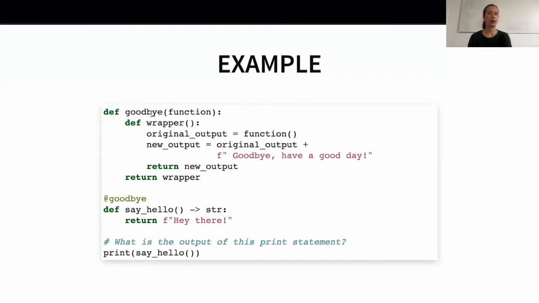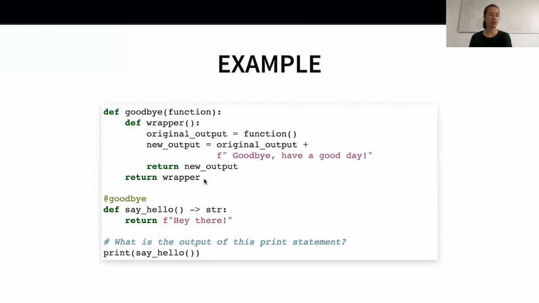We have our decorator function, which is called goodbye. It accepts a function as an input argument and internally defines a wrapper function. This wrapper function calls the given input function and saves the result in a variable. It then appends the string "goodbye, have a good day" to the original output and returns this new output. The goodbye decorator then returns the wrapper function.